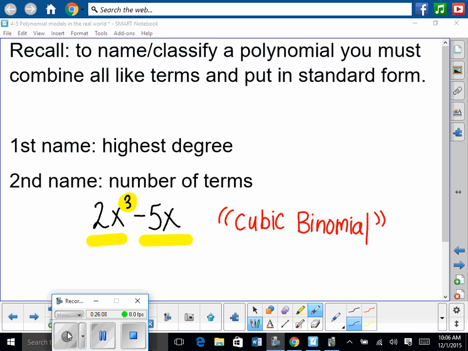So recall, to name or classify, which mean the same thing, a polynomial, you must combine all like terms and put it in standard form. Once you've done those two things, there are two names. The first name is the highest degree. The second name comes from the number of terms. So 2x cubed minus 5x: the highest degree is 3, so it's a cubic, and there are 2 terms, so it's a binomial. It's a cubic binomial.